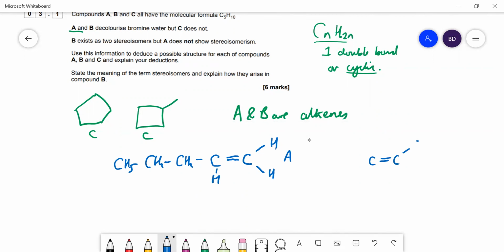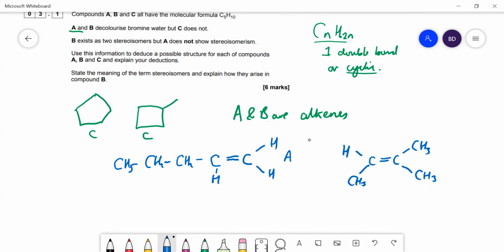It's saying if we had 2 methyl groups on the end there, then because you've got 2 groups the same on the carbon, that can't show stereoisomerism. And how many carbons have we got left? We've got 1, 2, we've got 4 there. We need one more. So A could be that as well.